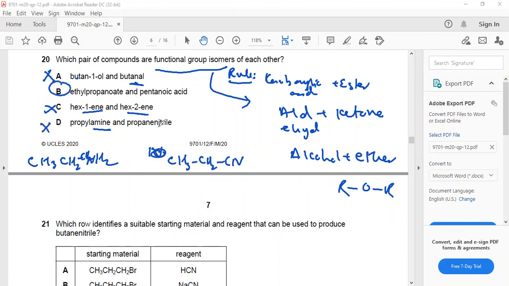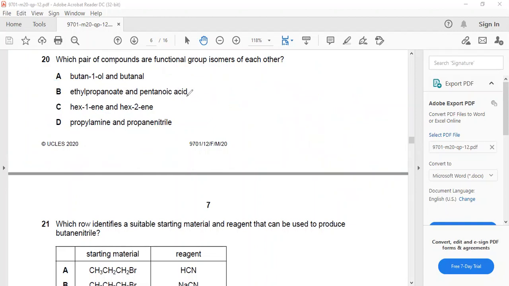B is the answer. Ester and carboxylic acid. Why? Ethyl propanoate: 2 carbon here, 3 carbon here. Total how many carbon? 5 carbon. Pentanoic acid also 5 carbon. So both are functional group isomers. No need to draw it, but you can draw it like this.